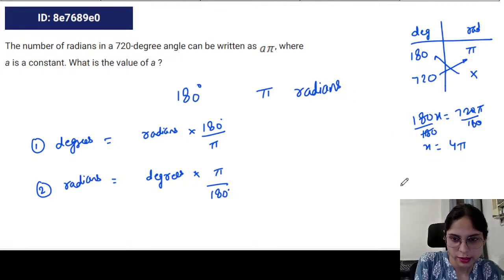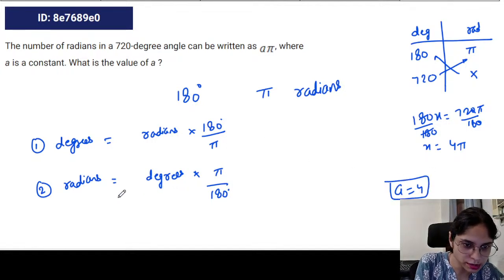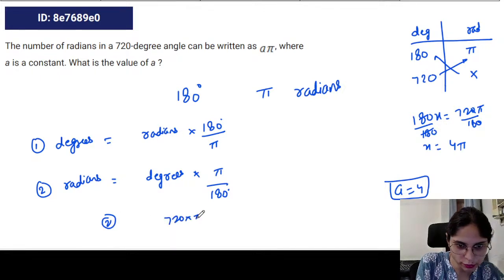So the value of a is going to be 4. If you directly want it from here, we want the answer in radians, so we would use this second formula. It would be 720 times pi over 120, getting the exact same thing we are getting over here. So this will also be 4 pi.